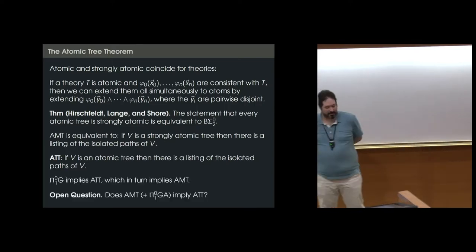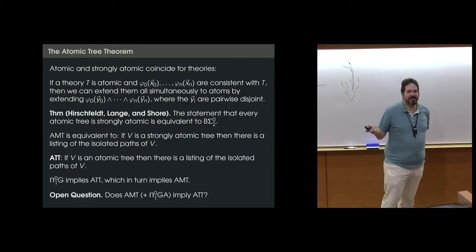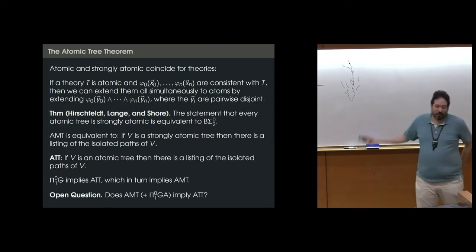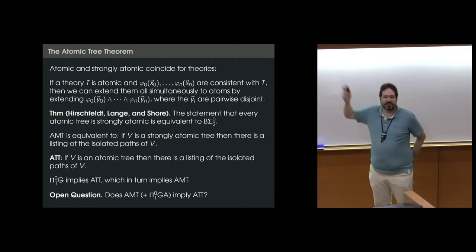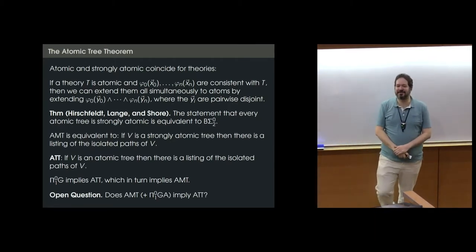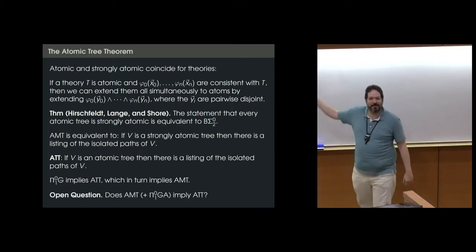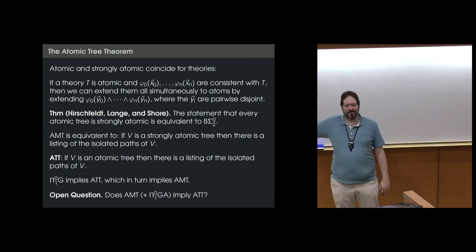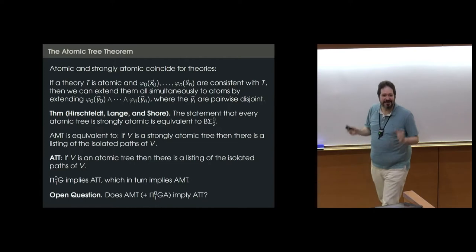Except, is it really stronger? Well, Π01G implies ATT in the same way that it implies AMT. That's not difficult. And ATT, of course, implies AMT because it's just a stronger statement. But we don't know whether AMT implies ATT. Maybe they're actually the same. Or maybe if you add Π01GA, they're the same. And we don't know that. So that's another one of those puzzles that I'd like to know.